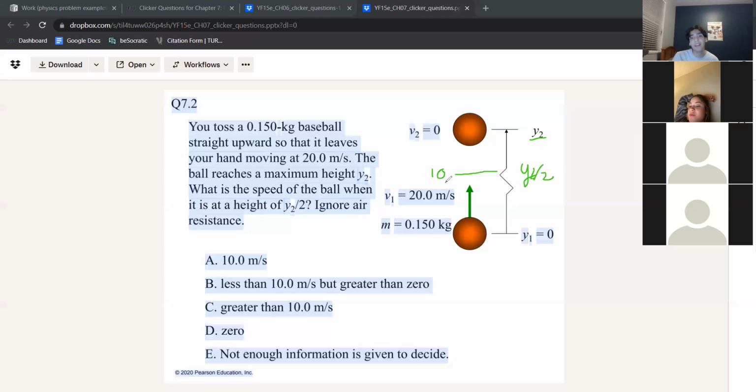But okay, hold on. I'm not too sure, because at first I thought it was asking for the height it reaches divided by 2, since y2 is the height. But it's asking for speed, so we look at velocity, correct? Yeah. Velocity 1 is 20, and if velocity 2 is 0, and we want halfway of the height, the velocity would be 10 meters per second.